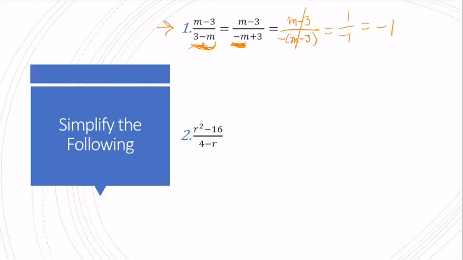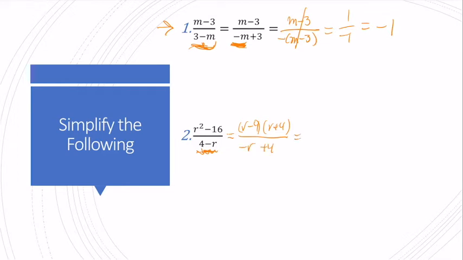Next, I have r squared minus 16 over 4 minus r. Again, this is another example where we have our constant before our variable and we don't like that. So I'm going to go ahead and factor my numerator to be r minus 4 times r plus 4 because it's a difference of squares. Then I have negative r plus 4 in my denominator.